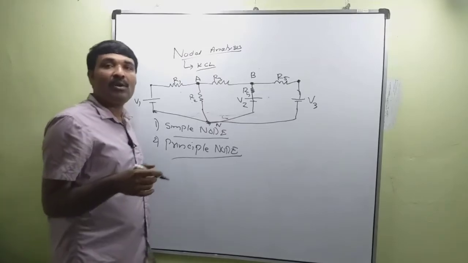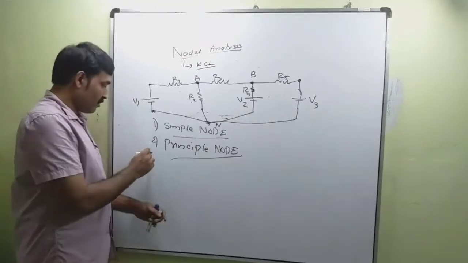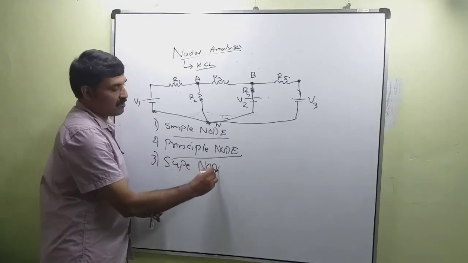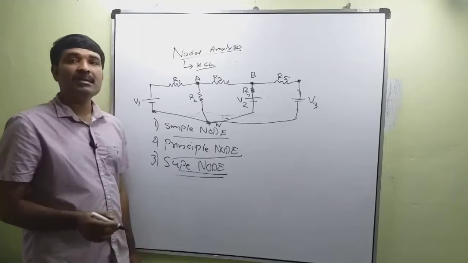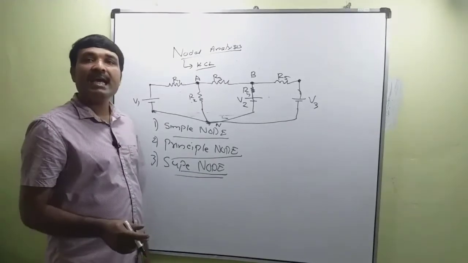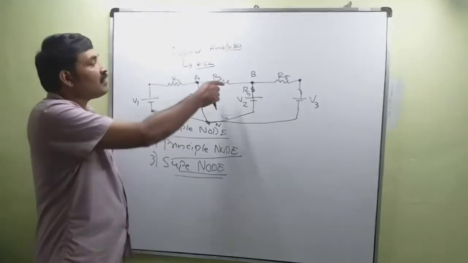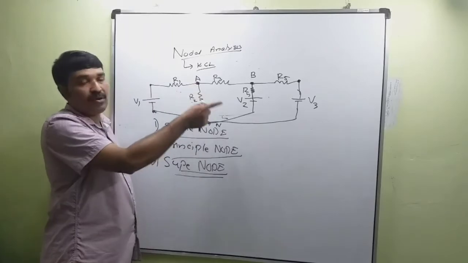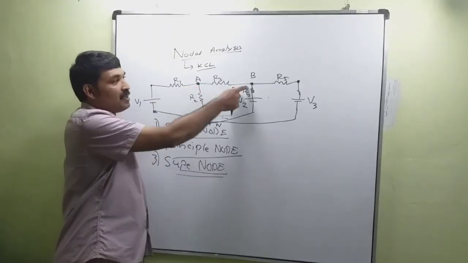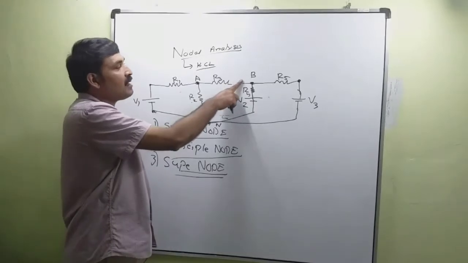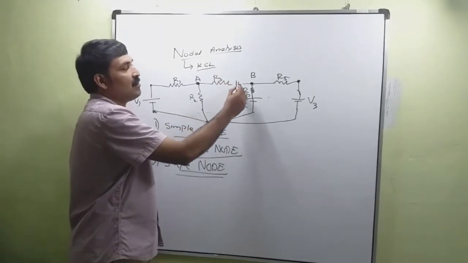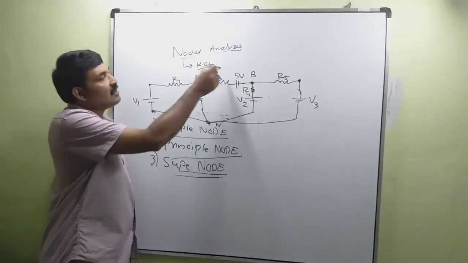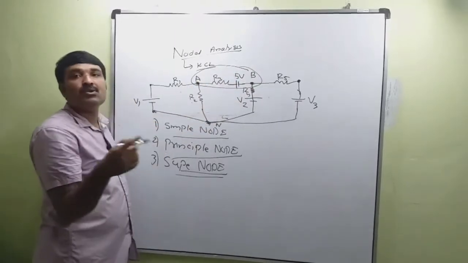Now there is one more node, called the super node. A super node means a voltage source is present in a branch other than the reference branch. These are our main nodes: principal nodes A and B. Suppose a battery source of 5 volts is connected here. Then this A-B branch will represent a super node.